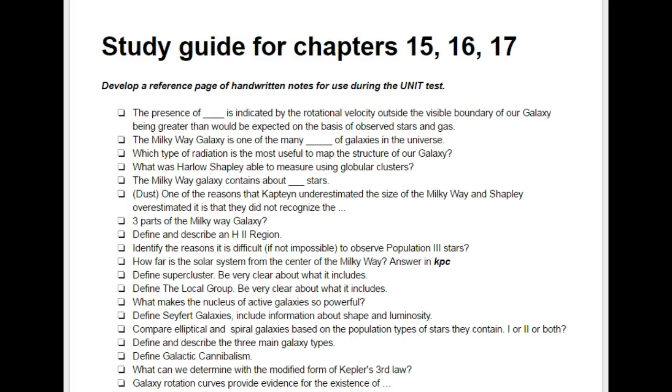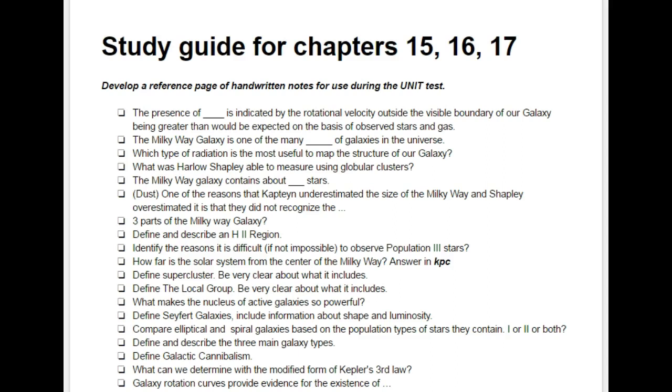Hello, this is Mr. Huff, and I want to go over the physics study guide for chapters 15, 16, and 17. Let's look at the first point. The presence of blank is indicated by the rotational velocity outside of the visible boundary of our galaxy being greater than would be expected on the basis of observed stars and gas. What we're seeing here is probably the presence of dark matter.